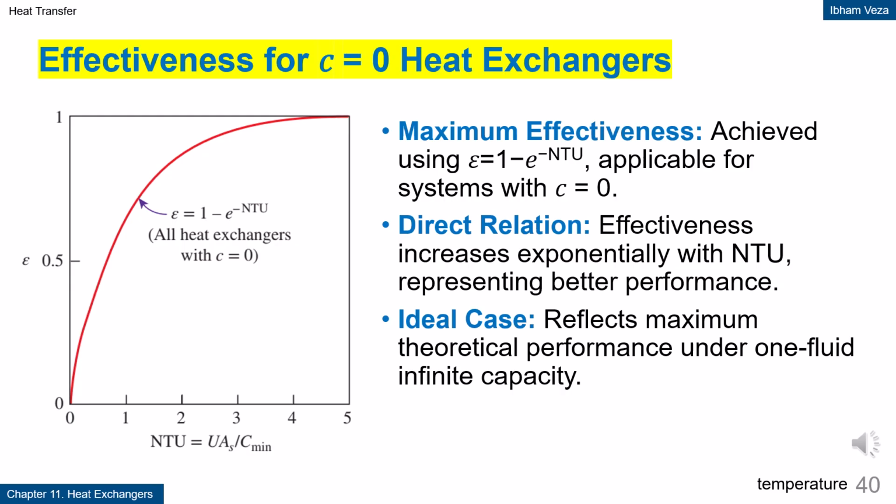Effectiveness for C equals 0 heat exchangers. For the case where one fluid has infinite heat capacity, the effectiveness formula becomes very simple. The effectiveness depends only on NTU and increases exponentially. This condition represents the theoretical performance limit of a heat exchanger. Although it rarely occurs in a pure form, this case is very useful as a reference. This concept helps in understanding the general behavior of heat transfer systems.